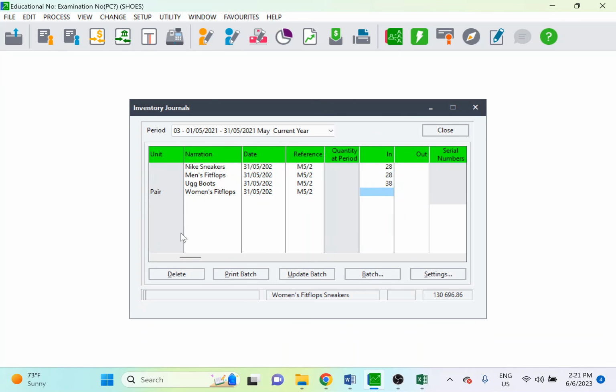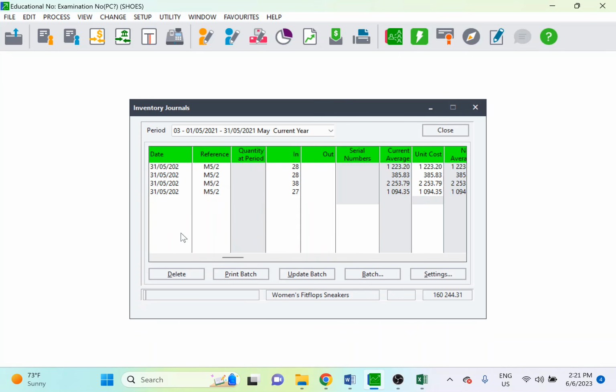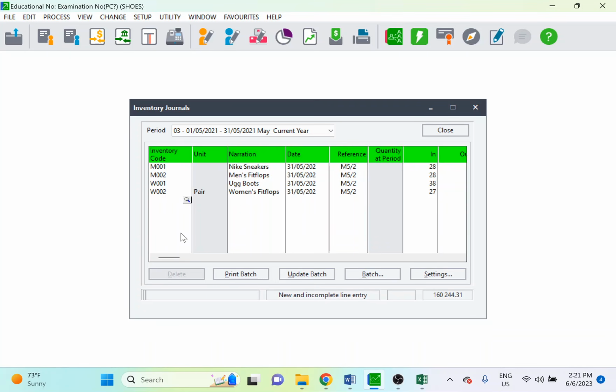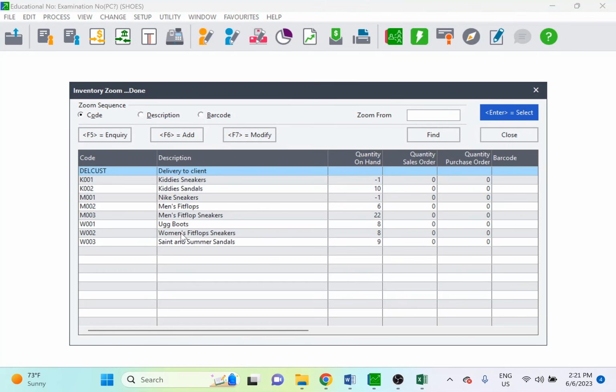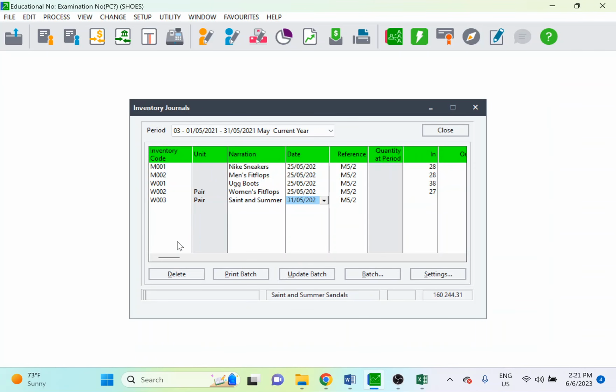Total, it's how many? 27. Allow me to edit the date also. It's not the 31st, but 25, 25, 25, and 25. I hope now I'm on the right track. Now, next one, we have Saint and summer sandals. We have 38.